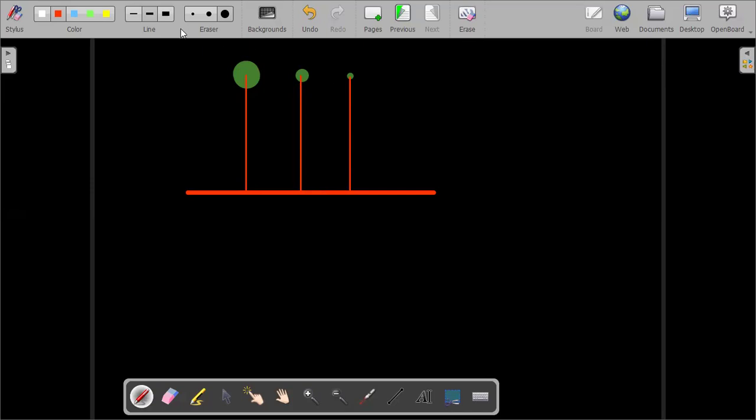So here the acceleration would be 9.8 meter per second square for all the objects which are falling freely under gravity. All the objects which are falling freely under the effect of gravity will have an acceleration of 9.8 meter per second square. Got it?